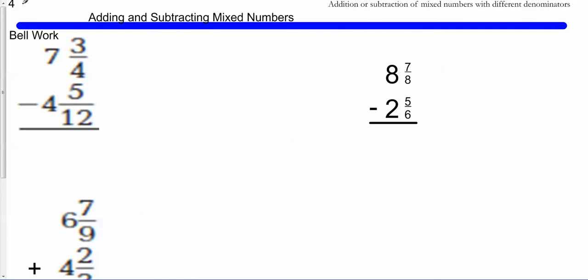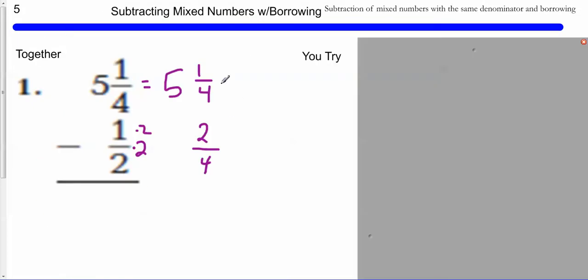Okay, oops, wrong way. I cannot do 1 minus 2, so I need to borrow. So what are you borrowing? You're borrowing 1 whole. Okay, you're not borrowing 10, you're borrowing 1 whole. And in this case, I want my 1 whole to equal 4/4. So I took 1 from 5 and turned it into 4/4 for this problem.